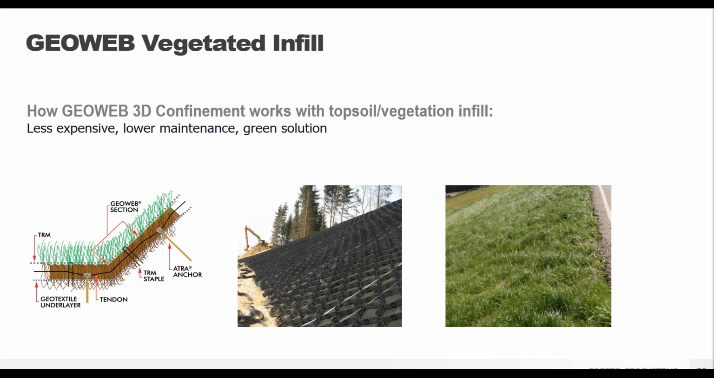With the GeoWeb vegetation option, like I said, that topsoil is confined within the cells, and then it actually grows your grass or small flowering vegetation, so that you don't see the GeoWeb plastic. You just see the nice green lawn, while still being able to withstand things like high velocities, high shear stresses from something like an overtopping dam. And this is a really low maintenance solution.